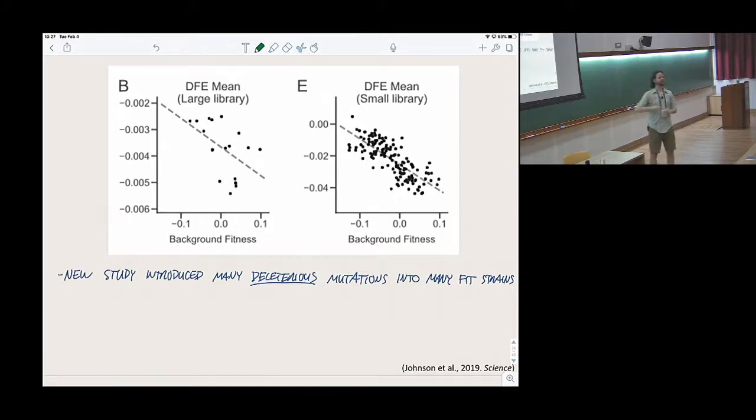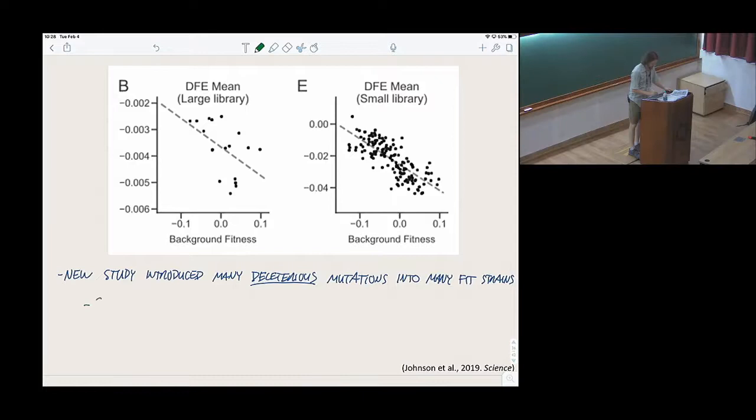And there was a generic scaling with background fitness. Oh, okay, so it's the same kind of thing. Why not, right? Like, if we saw it in one way, why don't we see it in the other? So there was a generic trend with fitness. The mutations had the biggest effect on high fitness backgrounds.